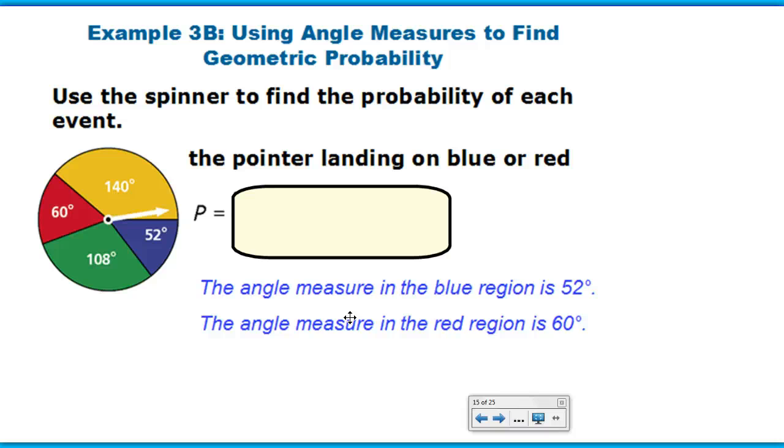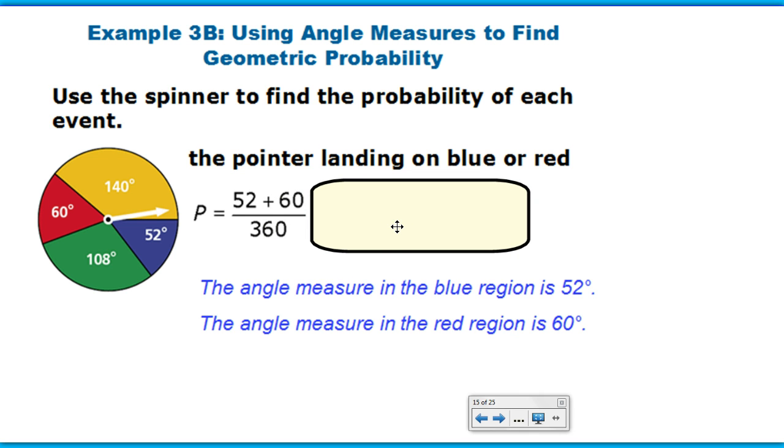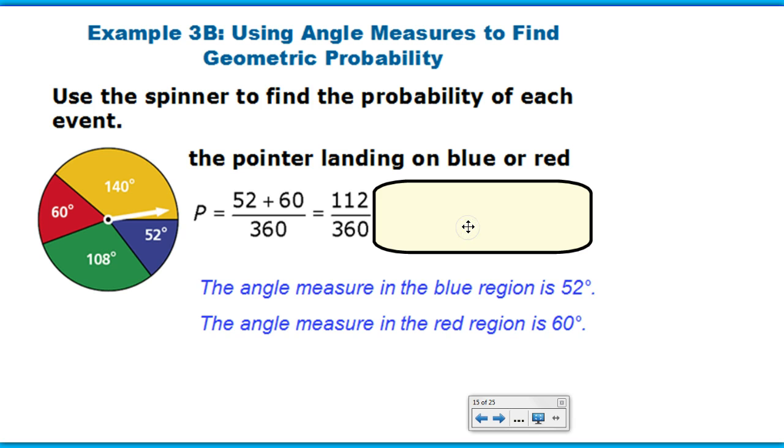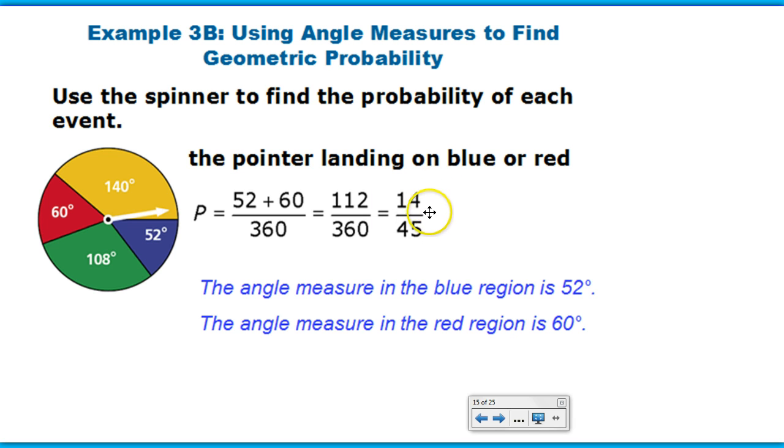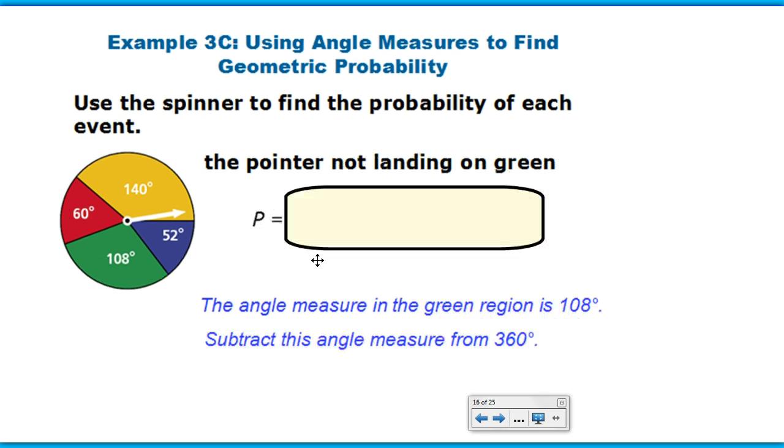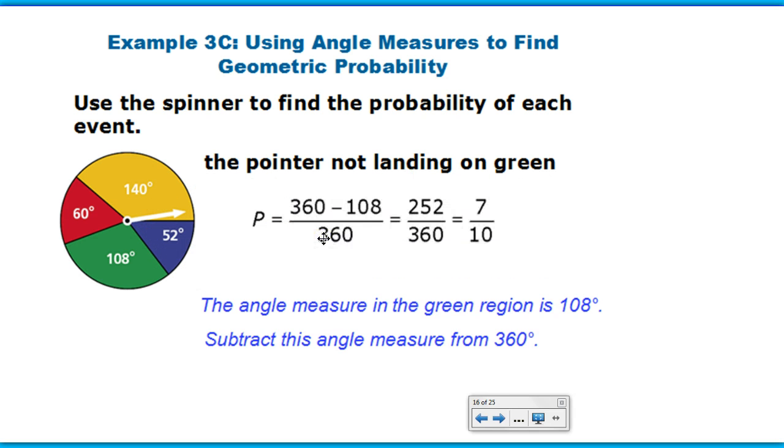Let's find the probability of landing on blue or red. Blue or red, either one is a combined probability, right? So we can simply add 60 plus 52, and that is 112. And 112 over 360 is a probability of 14/45, 14 out of 45. What about the pointer not landing on green? Go ahead, pause, come back and check. And very good. I'm sure you have deducted the green from the total, and that would be 7 out of 10 times not landing on green.